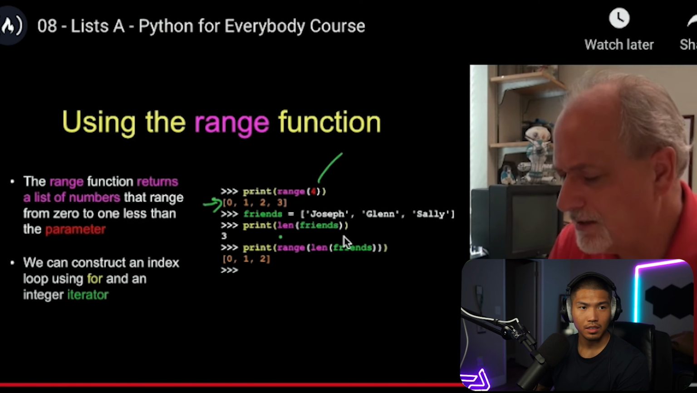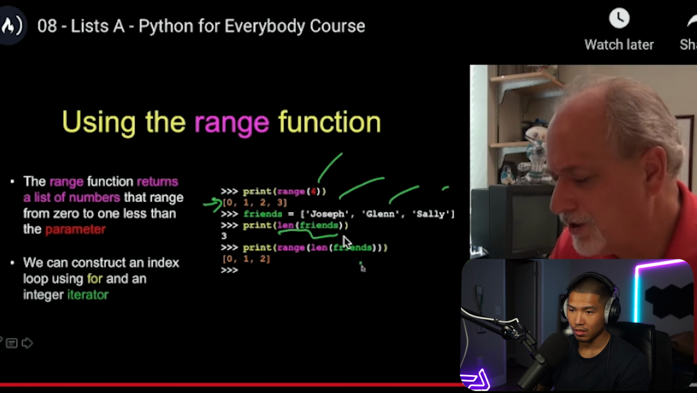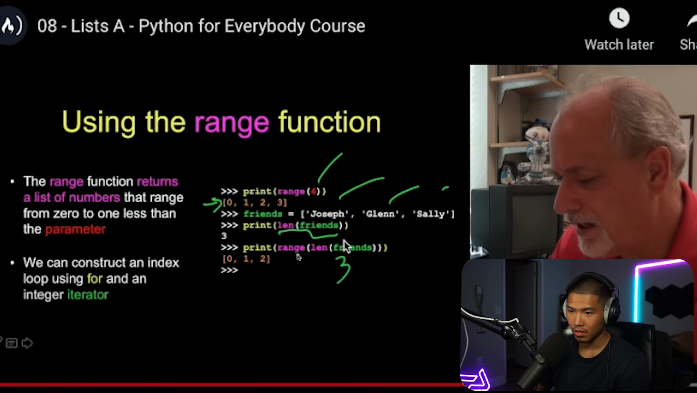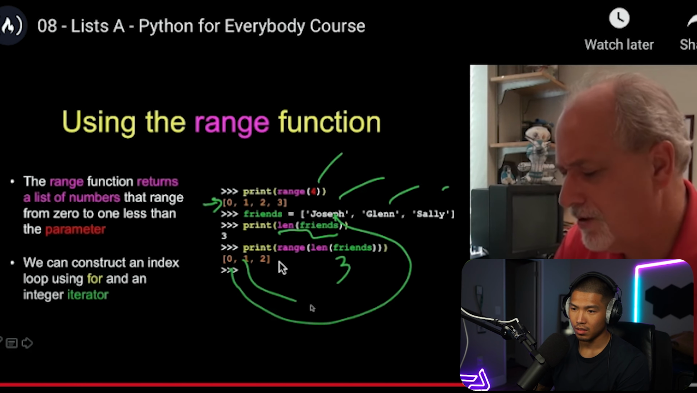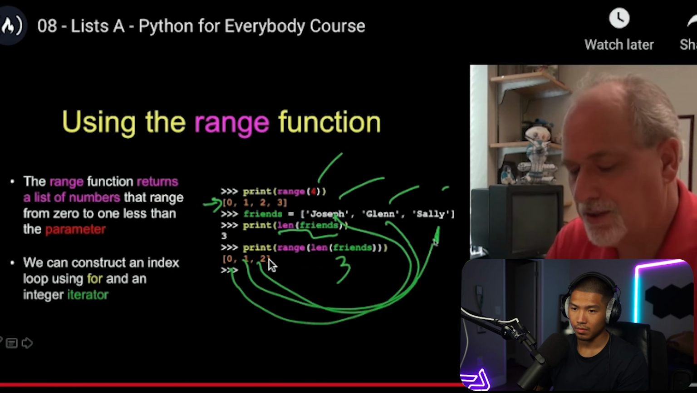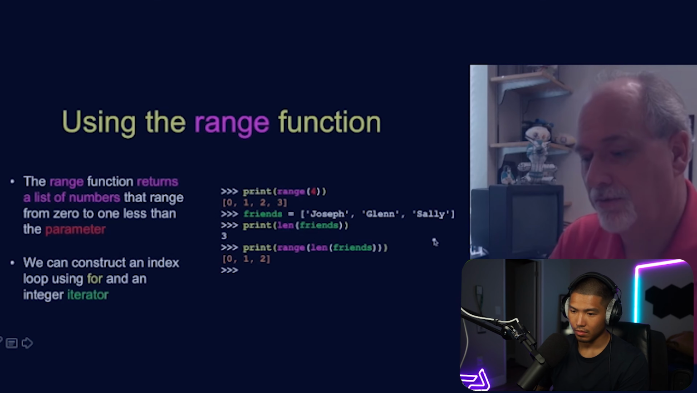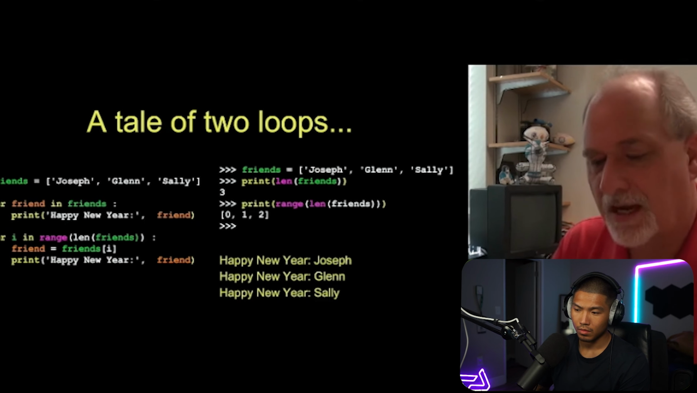And so it's a common thing to say, okay, we know how many things are in this list. There are 3 friends. And if I combine range and len, so I take len of friends, which is 3, and then I take range of 3, I get 0, 1, and 2. And so the interesting thing is this 0 corresponds to the first one, 1 corresponds to the second one, and 2 corresponds to the third one. And so we'll use this to construct loops, especially when we need to go through an array and remember what position we're at.